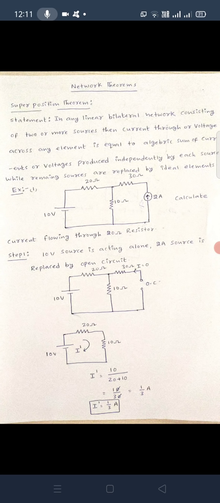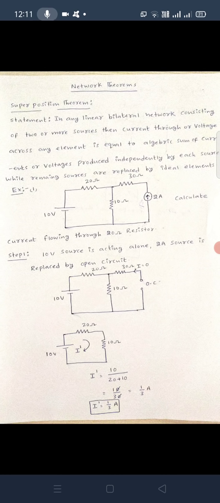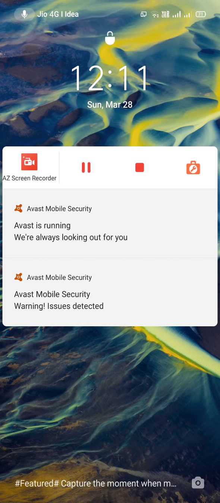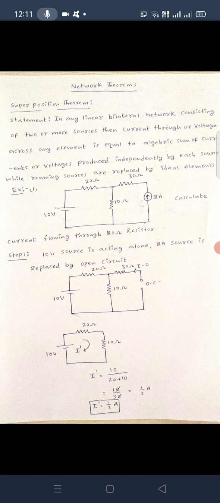See from the example, in any linear bilateral network, the given circuit is a linear network as well as a bilateral network. Here it consists of two sources, right? One is a voltage source and another one is a current source. Then the current flowing through any element is equal to the algebraic sum of all currents flowing through that element.